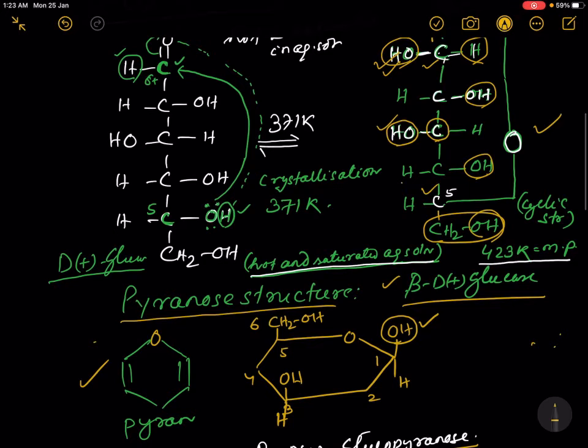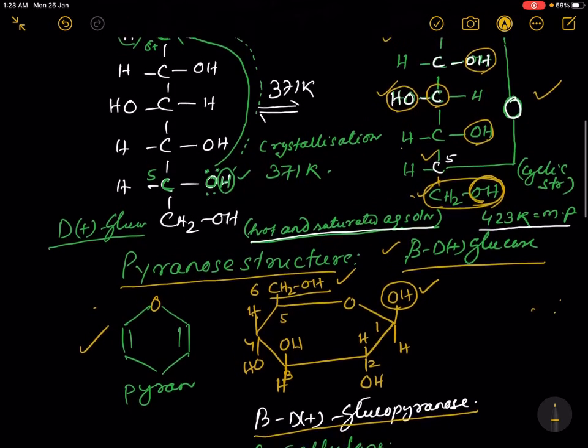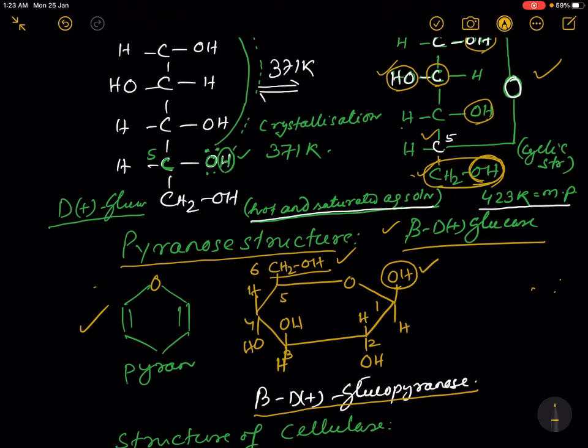So at number 2 position, the OH group is written at the bottom and H at the top. At number 4 position, H is at the top and OH at the bottom. And CH2OH at number 6 position is written over here. So now this is beta D plus glucopyranose.